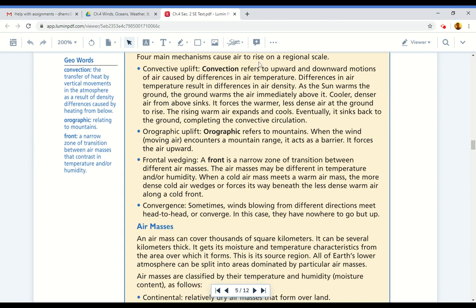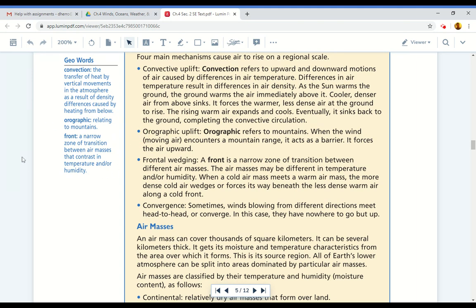Four main mechanisms cause air to rise on a regional scale. Convective uplift. Convection refers to upward and downward motions of air caused by differences in air temperature. Differences in air temperature result in differences in air density. As the sun warms the ground, the ground warms the air immediately above it. Cooler, denser air from above sinks. It forces the warmer, less dense air at the ground to rise. The rising warm air expands and cools. Eventually, it sinks back to the ground, completing the convective circulation.